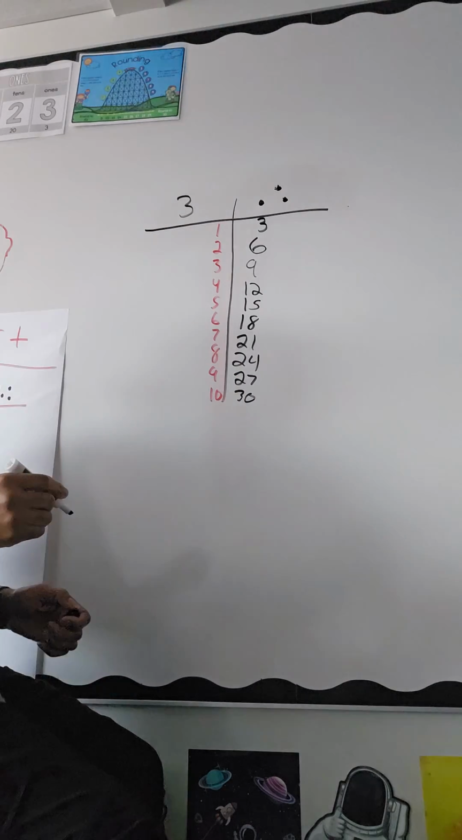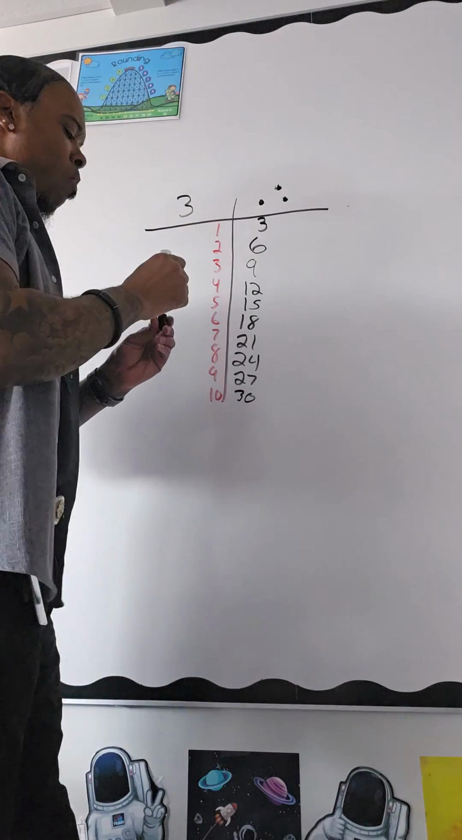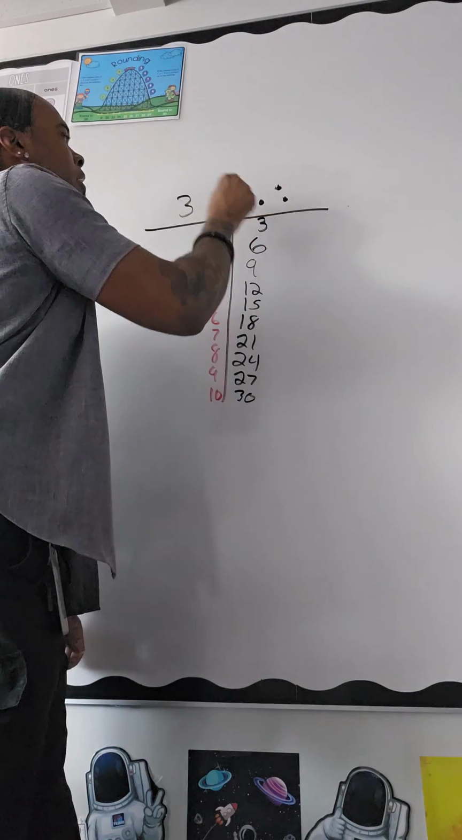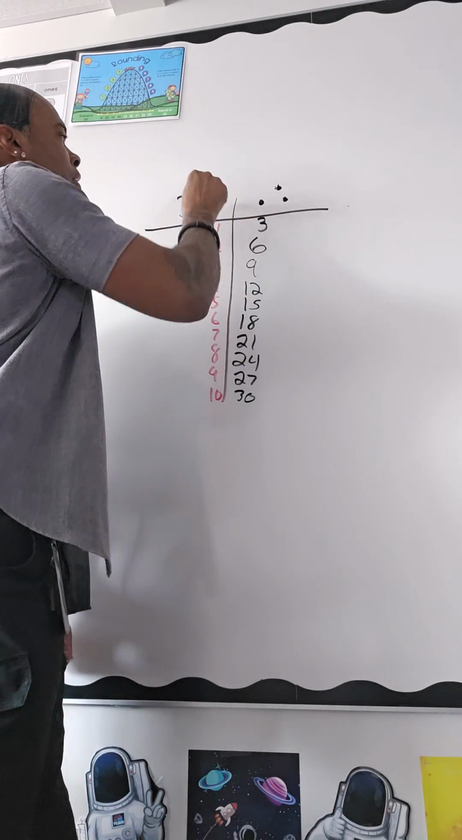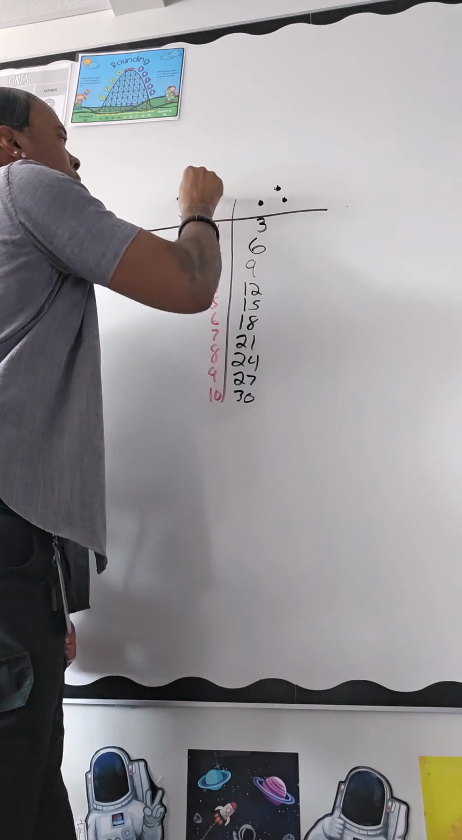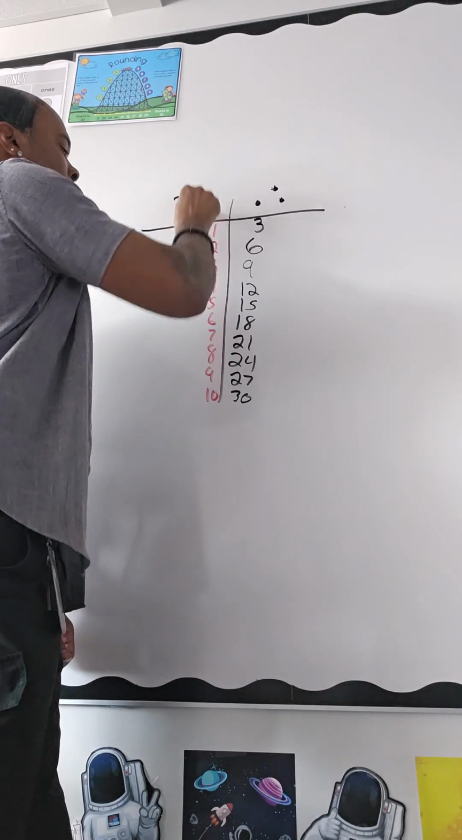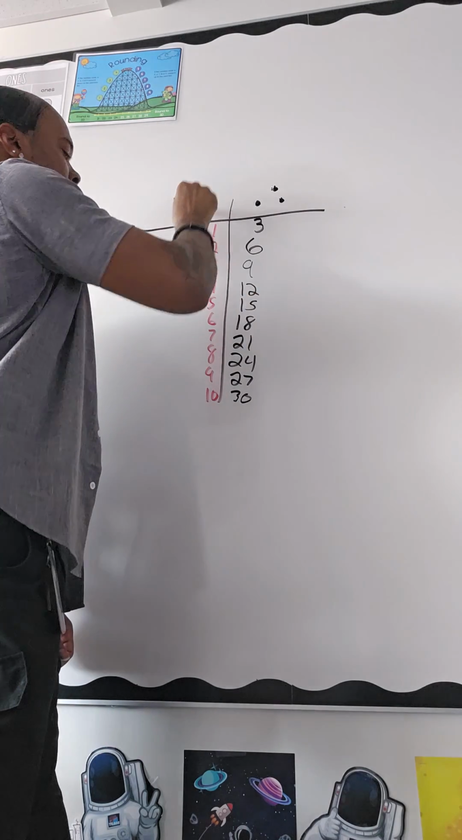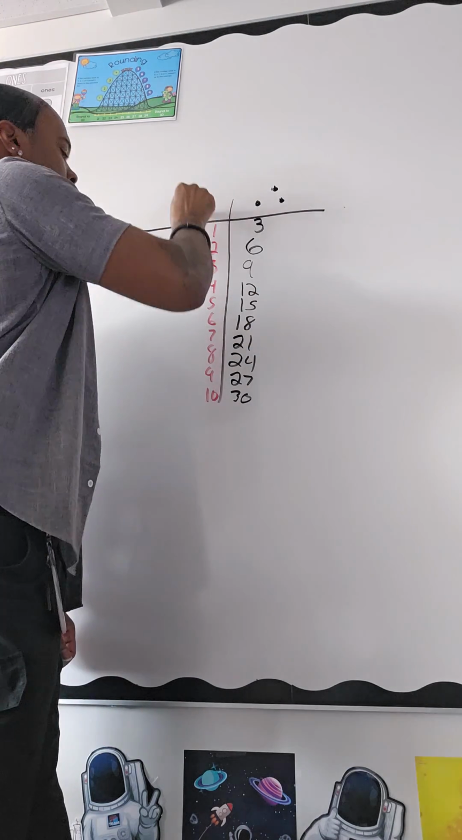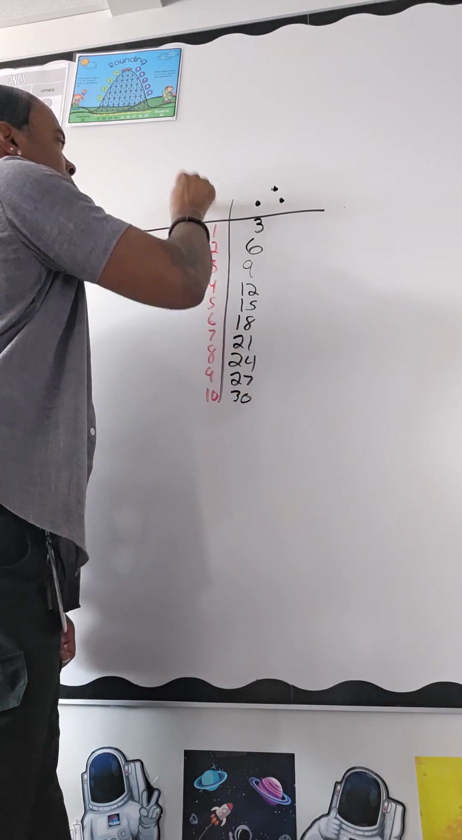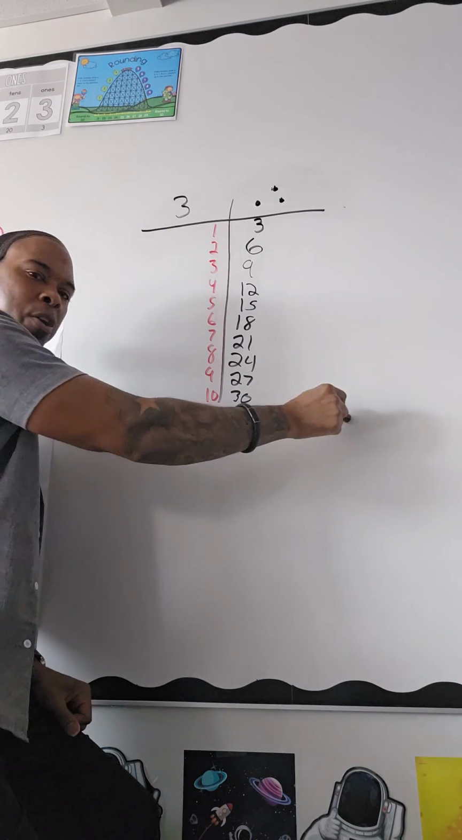So looking back at our body of work, we now know that 3 times 1 is 3. 3 times 2 is 6. 3 times 3 is 9. 3 times 4 is 12. 3 times 5, 15. 3 times 6, 18. 3 times 7, 21. 3 times 8, 24. 3 times 9, 27. 3 times 10, 30.